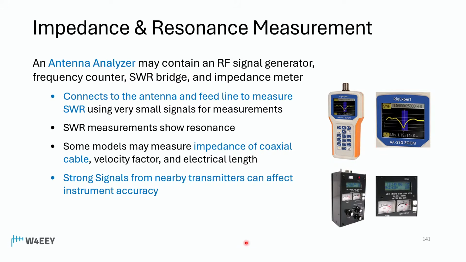This one is something that you might run into: strong signals from nearby transmitters. We're putting out a very weak signal and then checking how the antenna system is reacting by the weak signal coming back. If there's strong signals out there, like an AM transmitter in your neighborhood or close to you, that can really mess up the readings that you get. So strong signals from nearby transmitters can affect instrument accuracy.